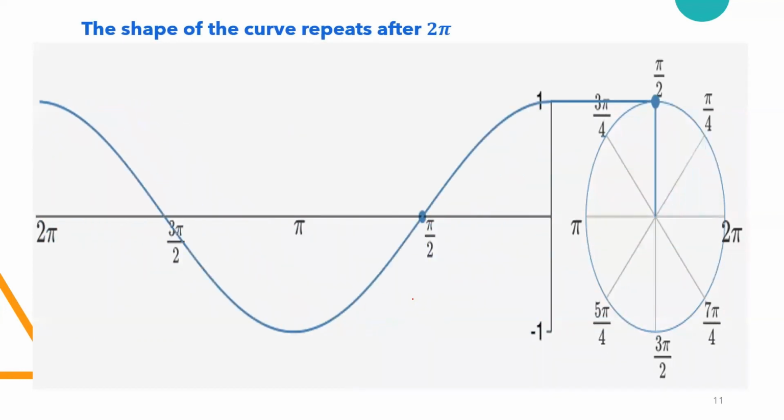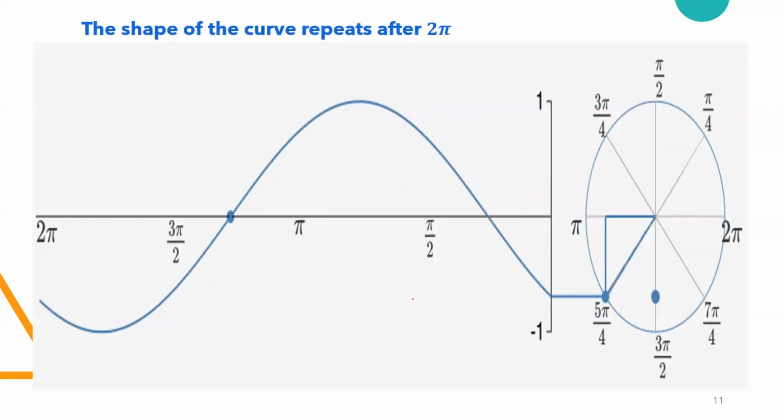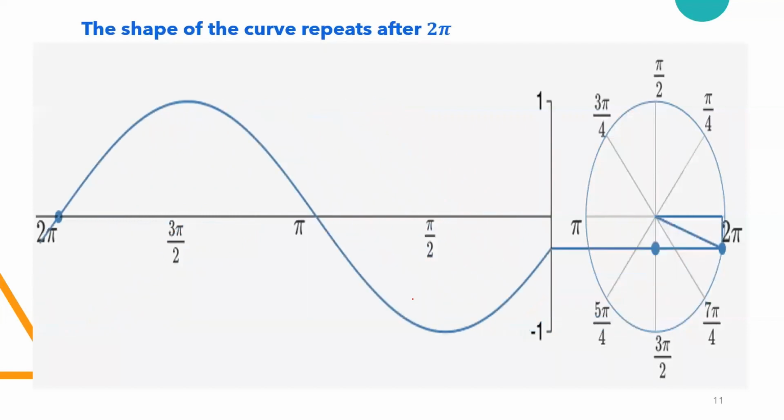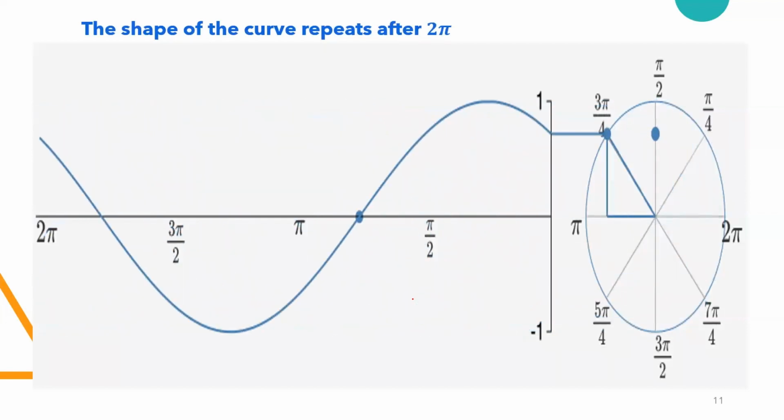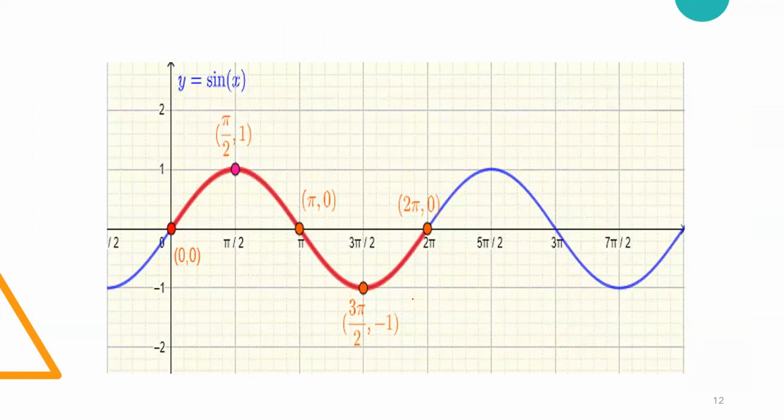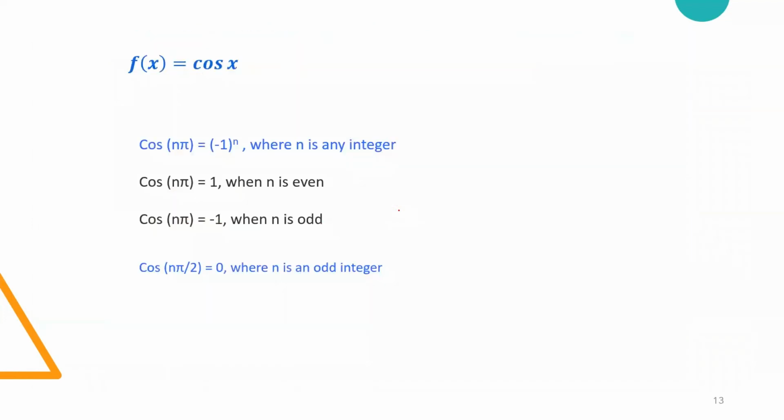So the sine function has values positive or negative depending upon the quadrants. Values are positive between 0 and pi, which corresponds to the value of sine function in quadrants 1 and 2, and negative between pi and 2 pi, which corresponds to the value of sine function in quadrants 3 and 4. So let us see for cos x.